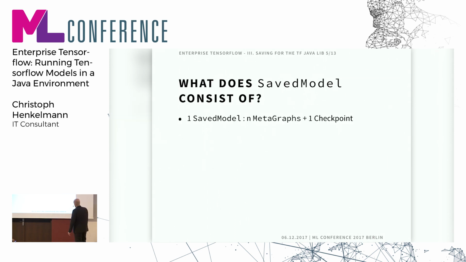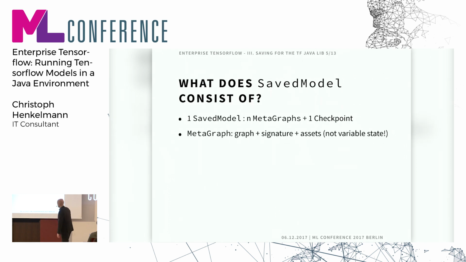So what is the SavedModel? A SavedModel consists of one or more metagraphs and one checkpoint. Okay, that doesn't help us much. So, what is a metagraph? A metagraph is a graph, that's the structure I just showed you, plus the signature, that's why it's called metagraph. It's a graph plus additional information, and assets. And one important thing, the metagraph does not contain the variable state. If you just save the metagraph, all your learning is for nothing, because it's empty.